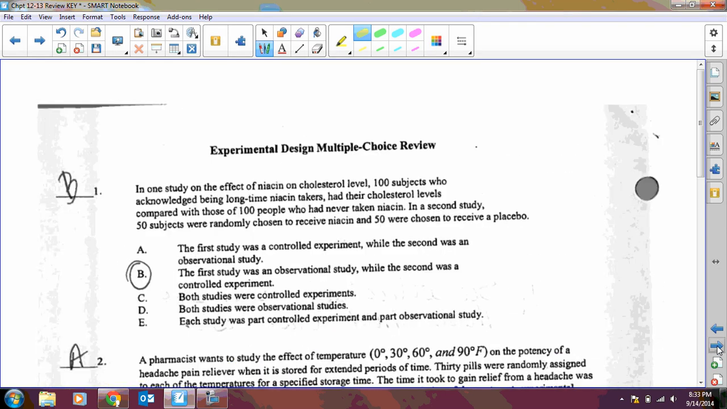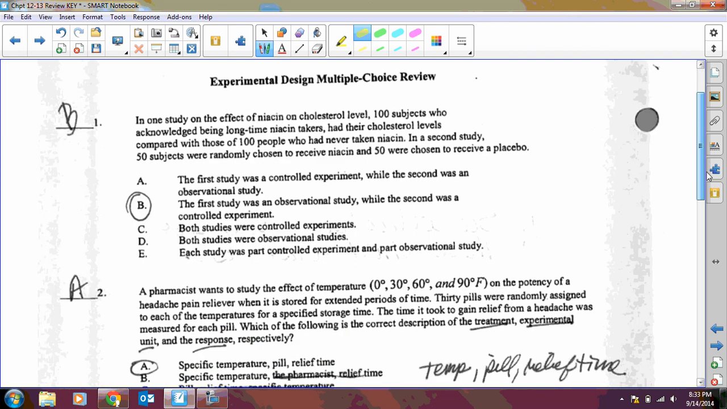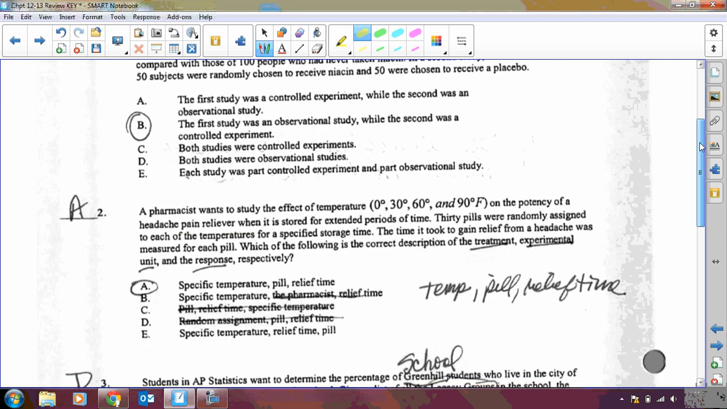All right, so on to the multiple choice. Number 1 is B. The first statement was an observational study because they didn't have a treatment. In the second one, the people were assigned. They received a treatment of niacin or a treatment of the placebo. So the second was a controlled experiment.